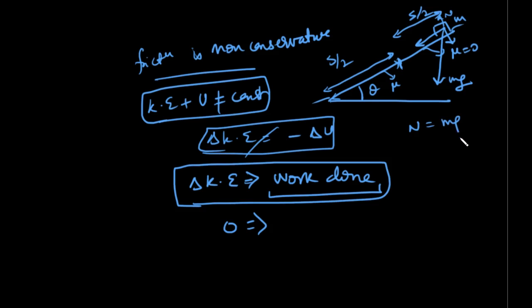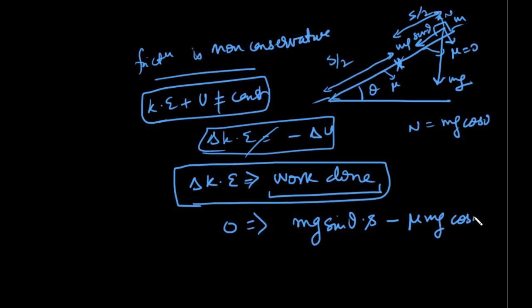N equals mg cos theta, and the component of gravity along the plane is mg sin theta. Gravity will act for the whole distance s, so the work done by gravity would be mg sin theta times s. But after half distance, friction will come into play. Friction will do negative work on the block for half of the distance, so this would be minus mu mg cos theta times s by 2. This is because the frictional force is directed anti-parallel to the gravity component, and friction is mu times N, where N is mg cos theta.